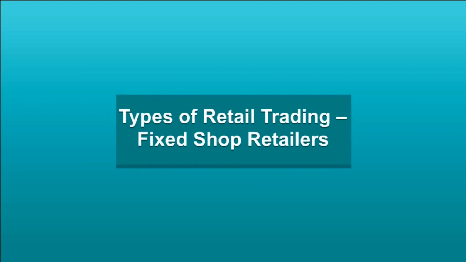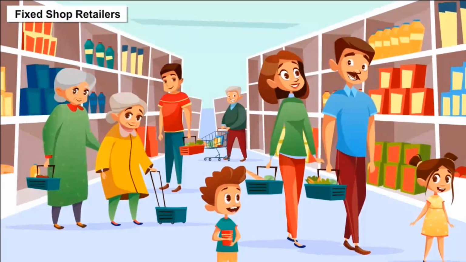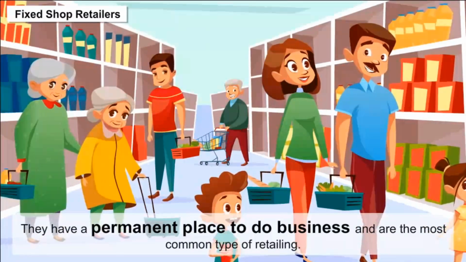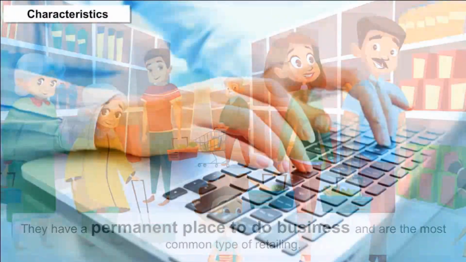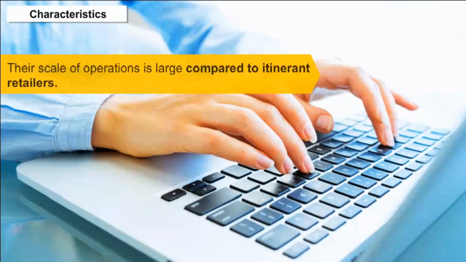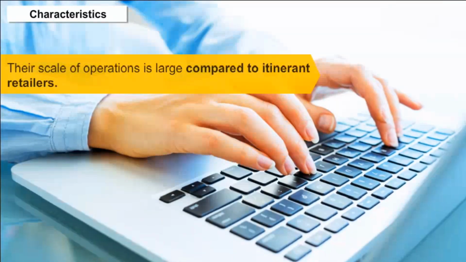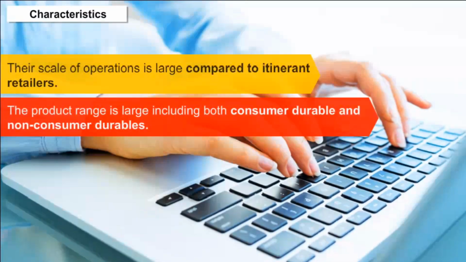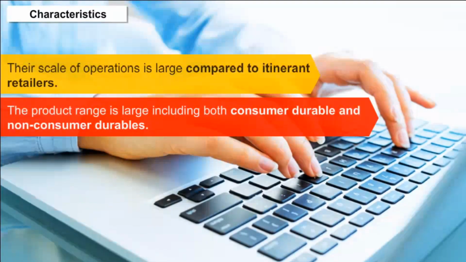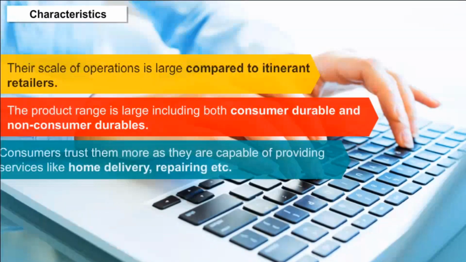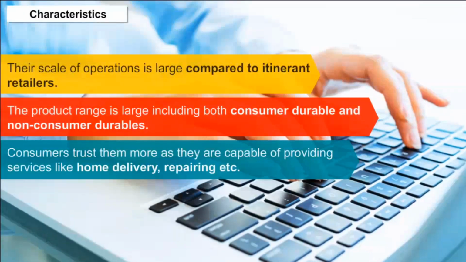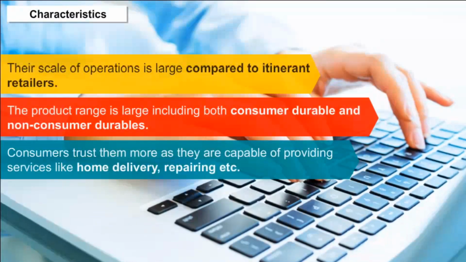Types of retail trading. Fixed shop retailers. They have a permanent place to do business and are the most common type of retailing. Characteristics. Their scale of operations is large compared to itinerant retailers. The product range is large, including both consumer durable and non-consumer durable. Consumers trust them more as they are capable of providing services like home delivery, repairing, etc.